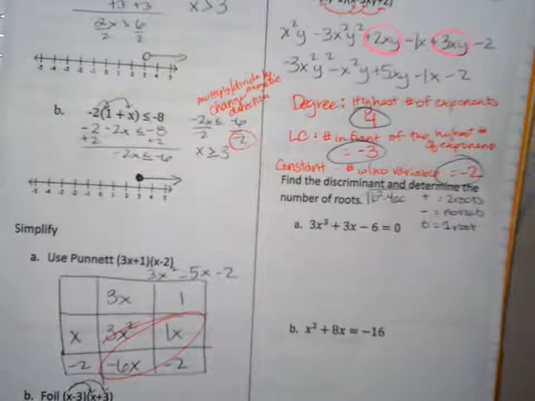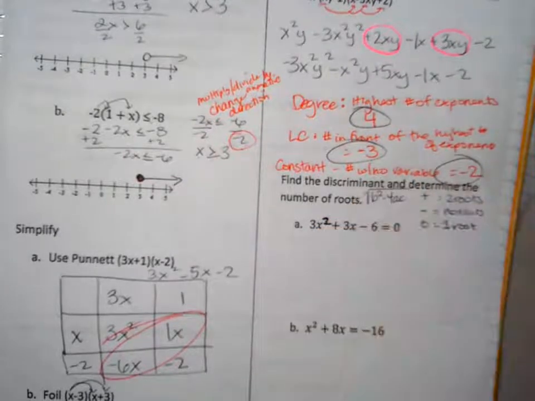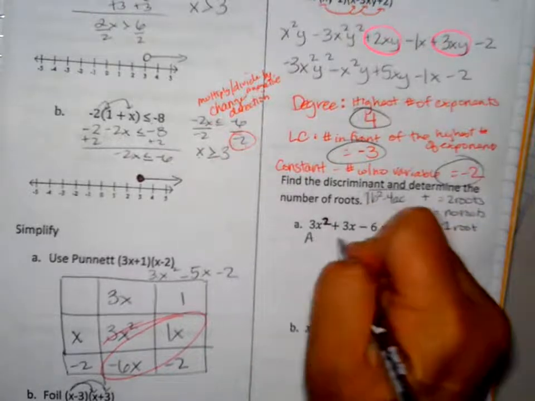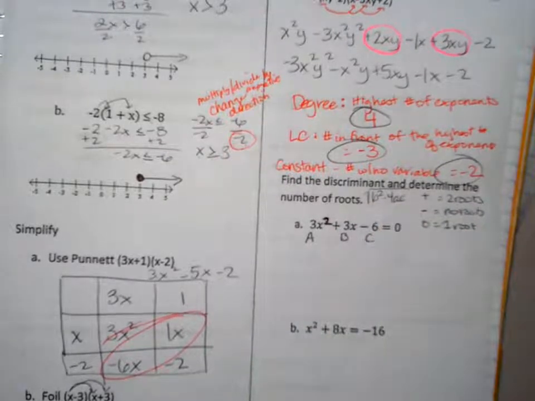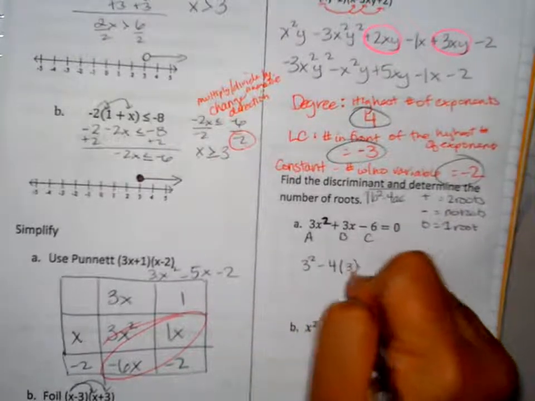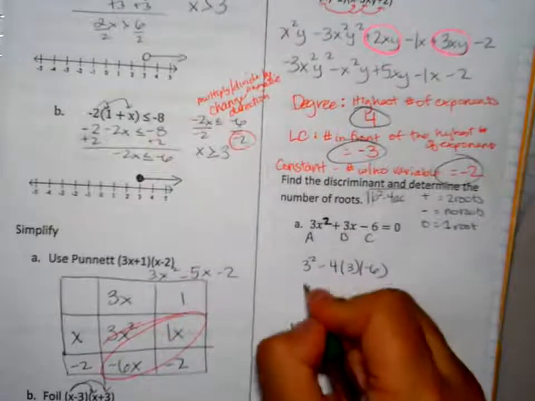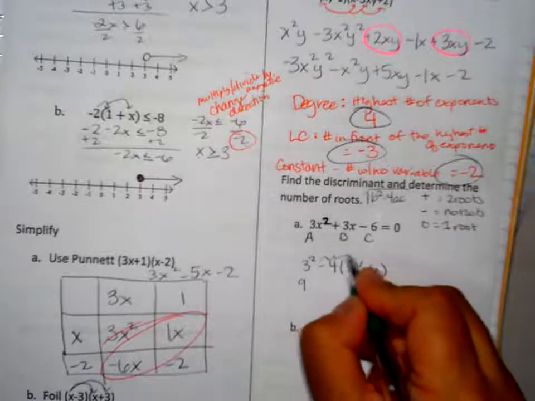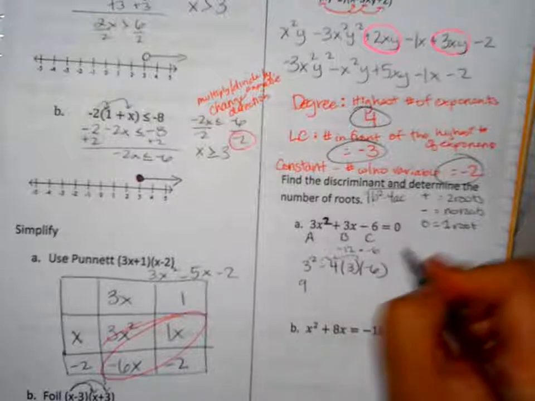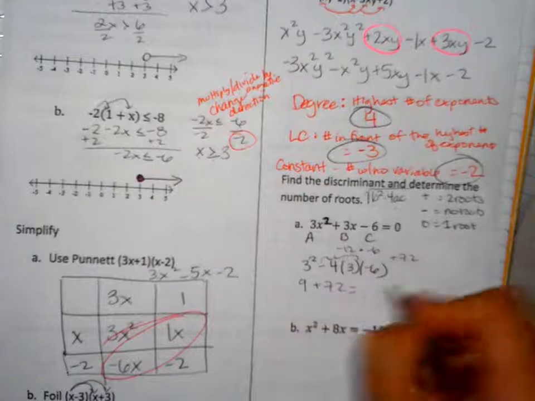Okay, so let's do this. There's a typo on this one right here. That should be a squared. Okay, so we're going to use this b squared minus 4ac. Remember, this is my a, my b, and my c. So I'm going to have 3 squared minus 4 times 3 times negative 6. Okay, a, b, c. 3 squared is 9. Negative 4 times 3 is negative 12. And then I have negative 12 times negative 6, which is positive 72. So I have 9 plus 72 equals 81.